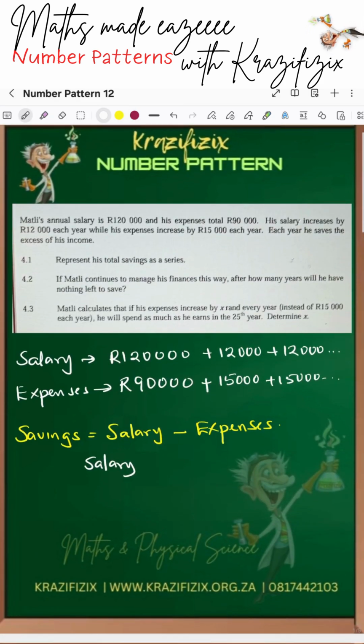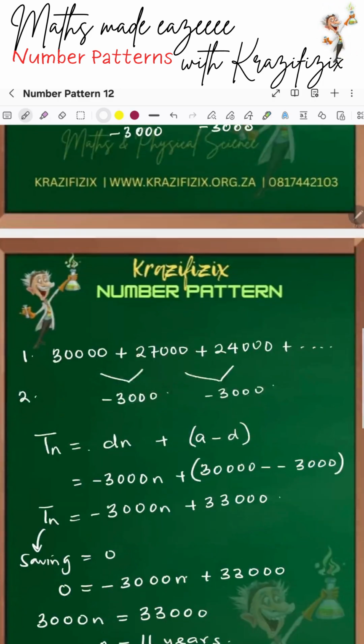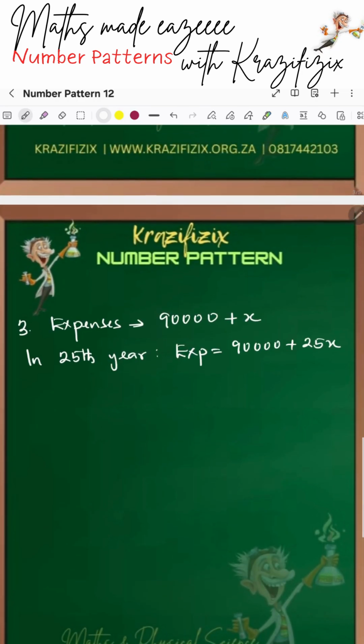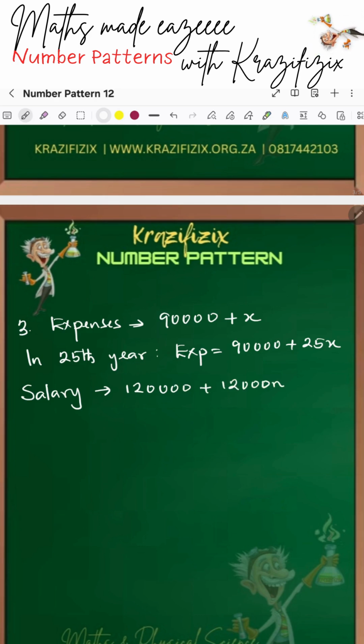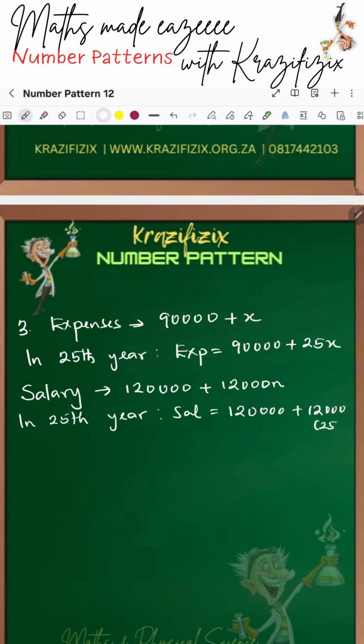Just want to go back and read something. His expense would have been equal to how much he earns. All right, how much is this guy earning? Salary. Okay, salary is 120,000, which increases by 12,000 each year. So in the 25th year, what would happen? Our salary will therefore be 120,000 plus 12,000 multiplied by 25.